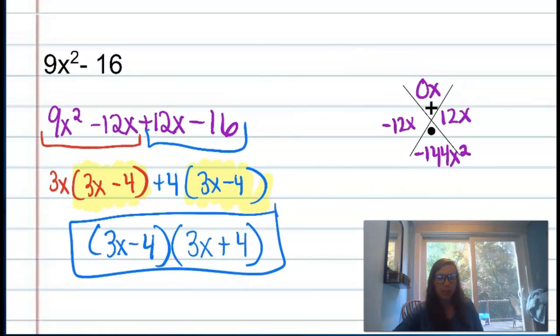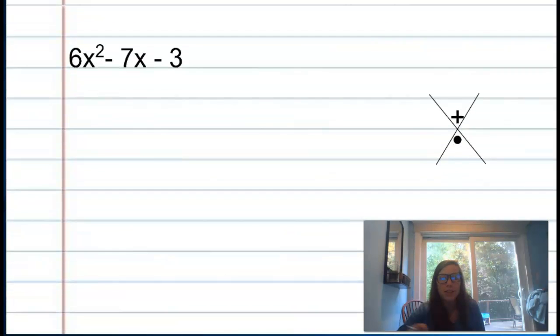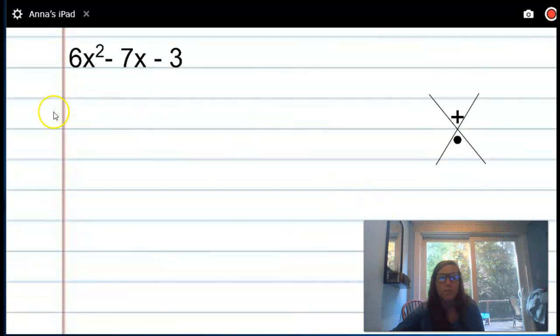I'm actually going to skip that last one, but hopefully you're feeling a lot more comfortable about factoring. I'm going to leave this one up here, and I want you to type in the answers for if you factored this. So go ahead and type that in on that pause point.